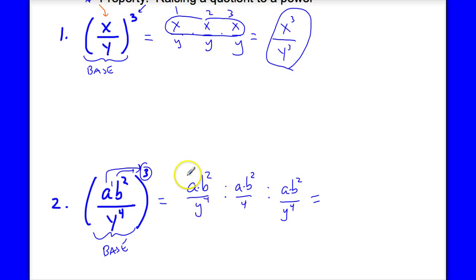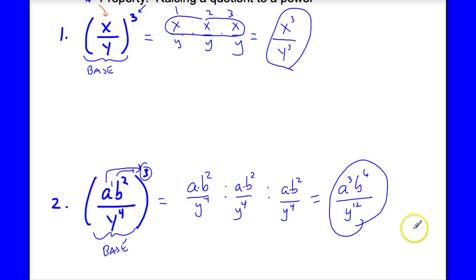Now we could expand all this out because it's a times b times b times a times b times b times a times b times b, giving me a total of a to the third. Now, the b's, I have 2 b's, 2, 2, so I have 6, b to the sixth, over y to the fourth. I have 1, 2, 3, 4, 1, 2, 3, 4, y to the fourth, y to the fourth, y to the fourth, 4, 8, 12, we have y to the 12th in your denominator. Now notice I have all positive exponents, I don't have any of the same bases sitting around there that I need to simplify, so that's the solution.